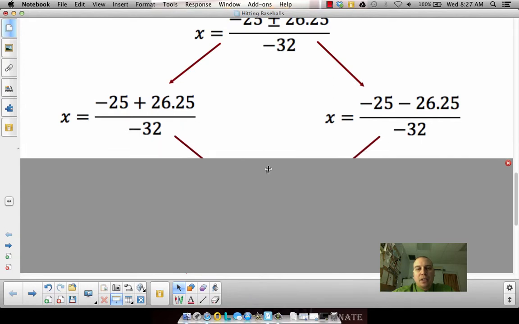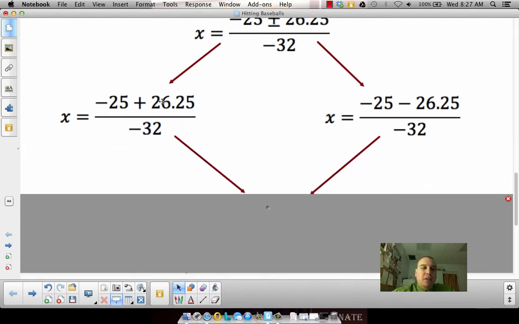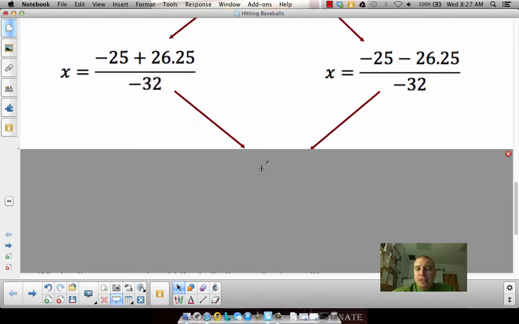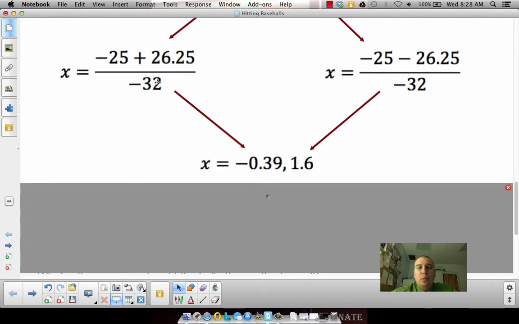All right, so now we separate that. We figure out what this would be. You're using the calculator again. No big deal. When this one comes through and I do the arithmetic, I'm going to get a positive up top, negative down below. That means I get a negative value for time. Then over here I get a positive value for time.